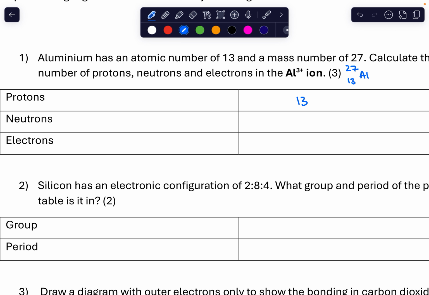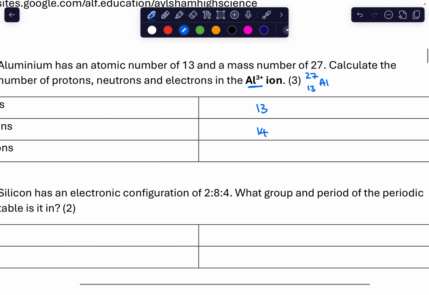Neutrons, you do top number, take away bottom number, is 14. Now electrons, be careful because this is an ion. As you can see, it's got a charge. So what I suggest you do is use it as an atom and then change it to an ion. Remember, ion just means charged particle.